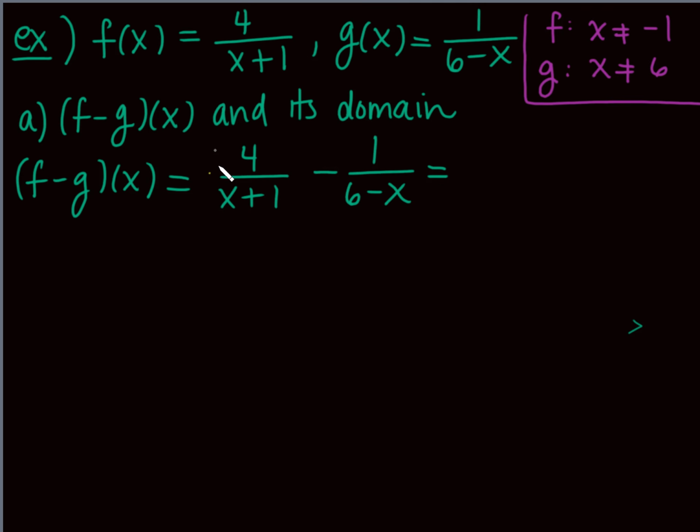So I'm going to get a common denominator. I'm going to multiply this one by 6 minus x over 6 minus x. Multiply this one by x plus 1 over x plus 1. Good old common denominators. We love them, don't we? So what do we get here?